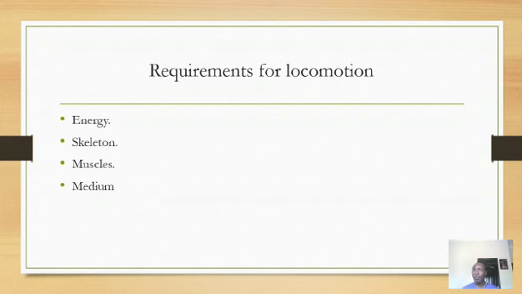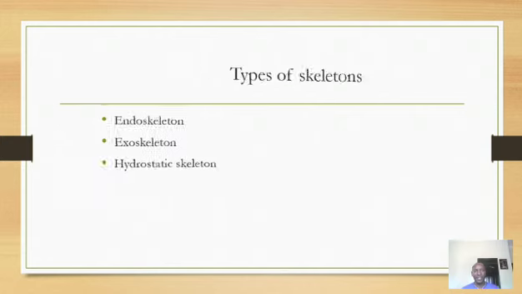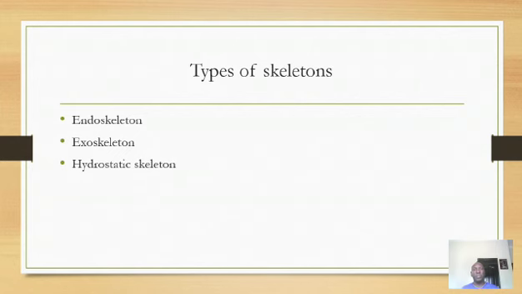A medium, we saw the bird flying, the medium is air. We saw a human walking on land. We saw the fish swimming in water. So those must be available in order for locomotion to take place. Now when we look at the skeleton in detail, we are going to see that there are three different types of skeletons. The endoskeleton, the exoskeleton, and the hydrostatic skeleton.